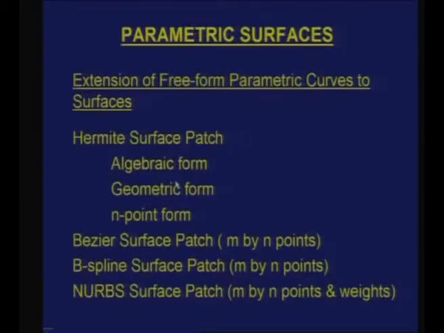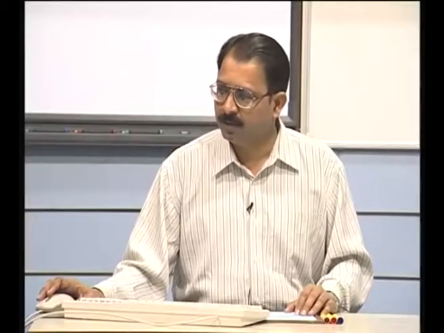just like we had the Hermite curve, here too we have three different forms of Hermite patch definition: algebraic form, geometric form, and endpoint form, or defining a Hermite surface patch which is interpolating a given set of points. So, that is another form. Similarly, a Bezier surface patch.